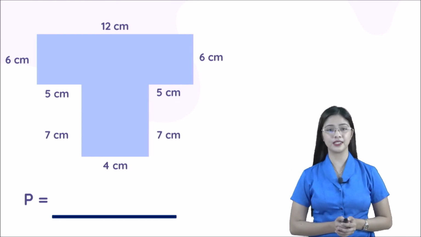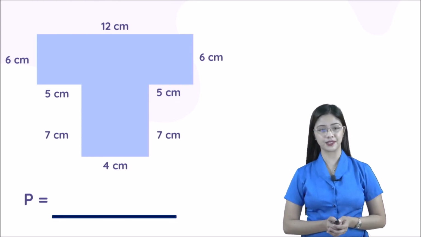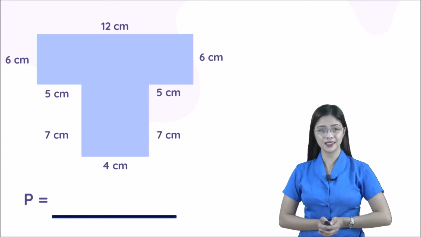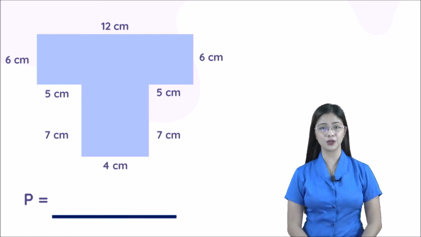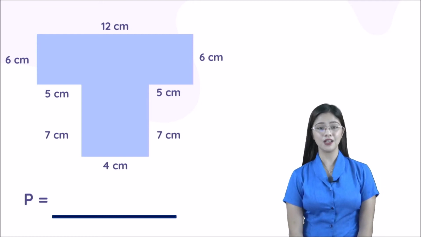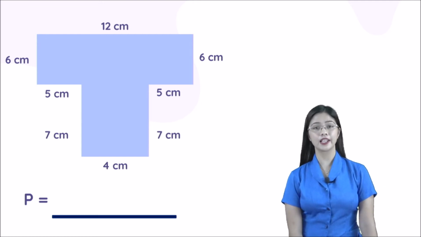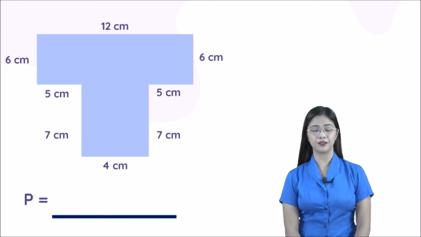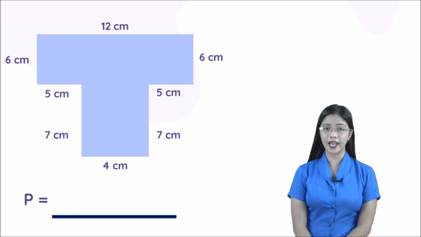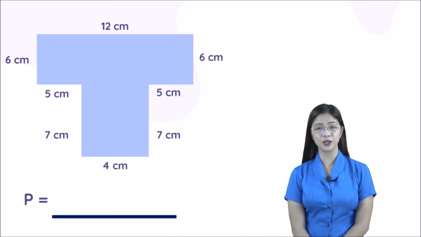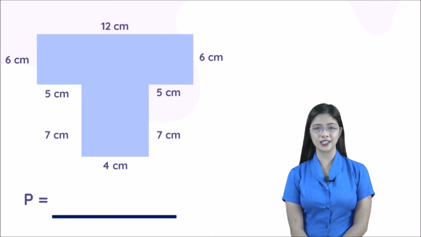You start with 12 centimeter. 6 plus 6 is equal to 12 centimeter. So 12 plus 12 is equal to 24. Okay, next one is 5 centimeter. 5 plus 5 is equal to 10. So 10 plus 24 is equal to 34 centimeter.